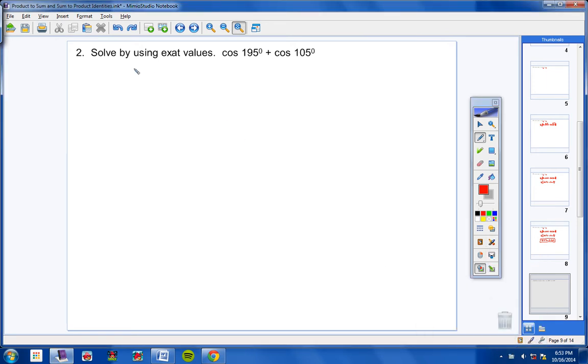Okay, students, here we go. We're going to solve this by using exact values, okay? Now, we have the cosine of 195.